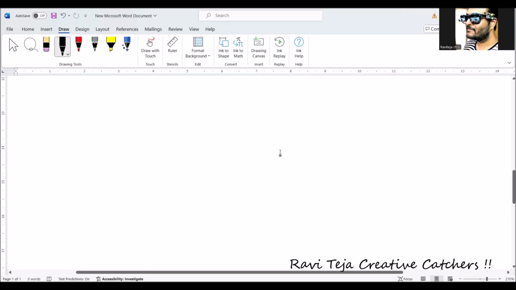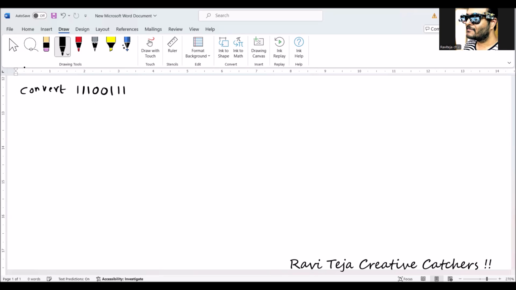Let's take the problem: convert 111001 11100.011 into decimal, octal, and hexadecimal. Okay, let's see how this can be converted.